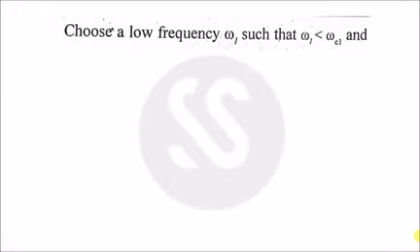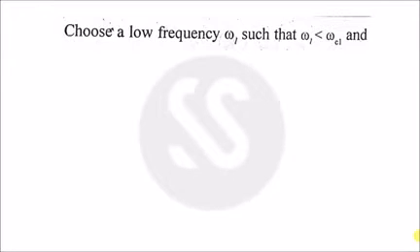Okay, one is omega L and another is omega H, a lower frequency and a higher frequency. Remember the rule, omega L should be less than the lower corner frequency, and omega H should be more than the higher corner frequency. So here in my example we have two corner frequencies, 5 and 50. So here low is 5 and high is 50.